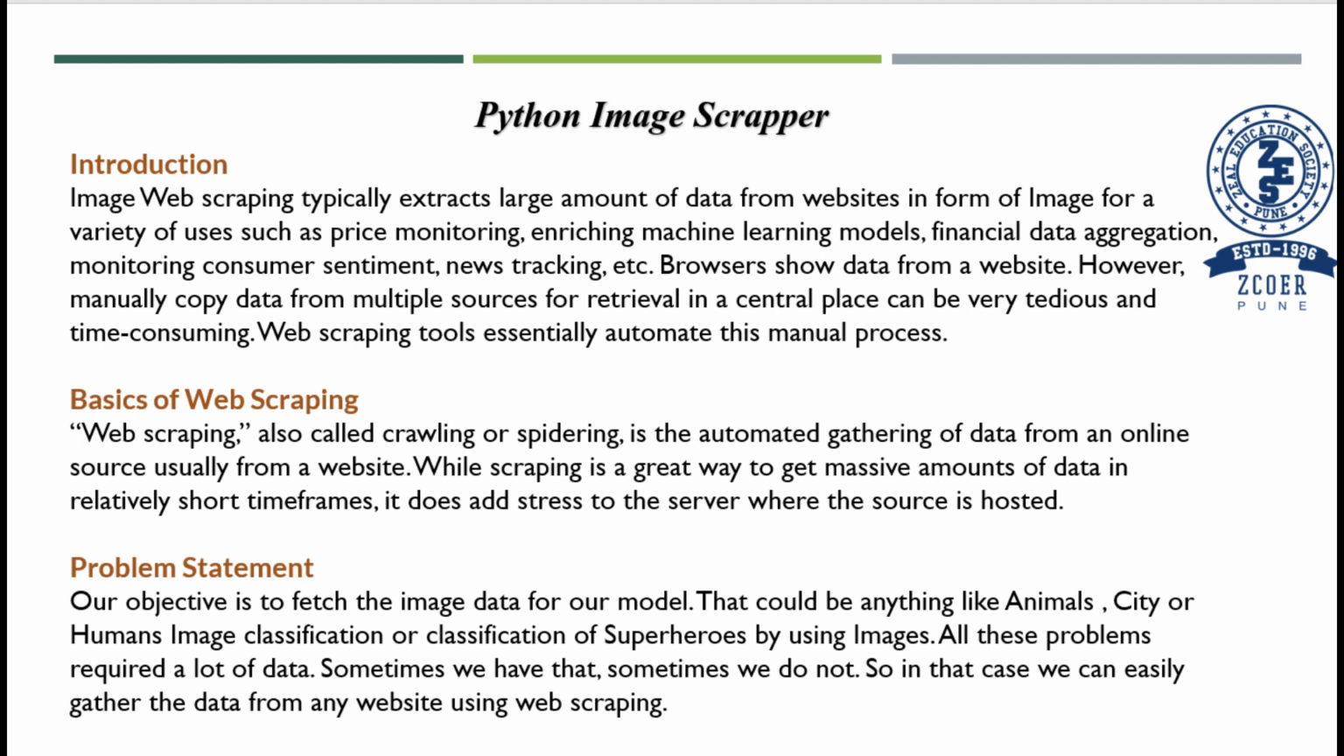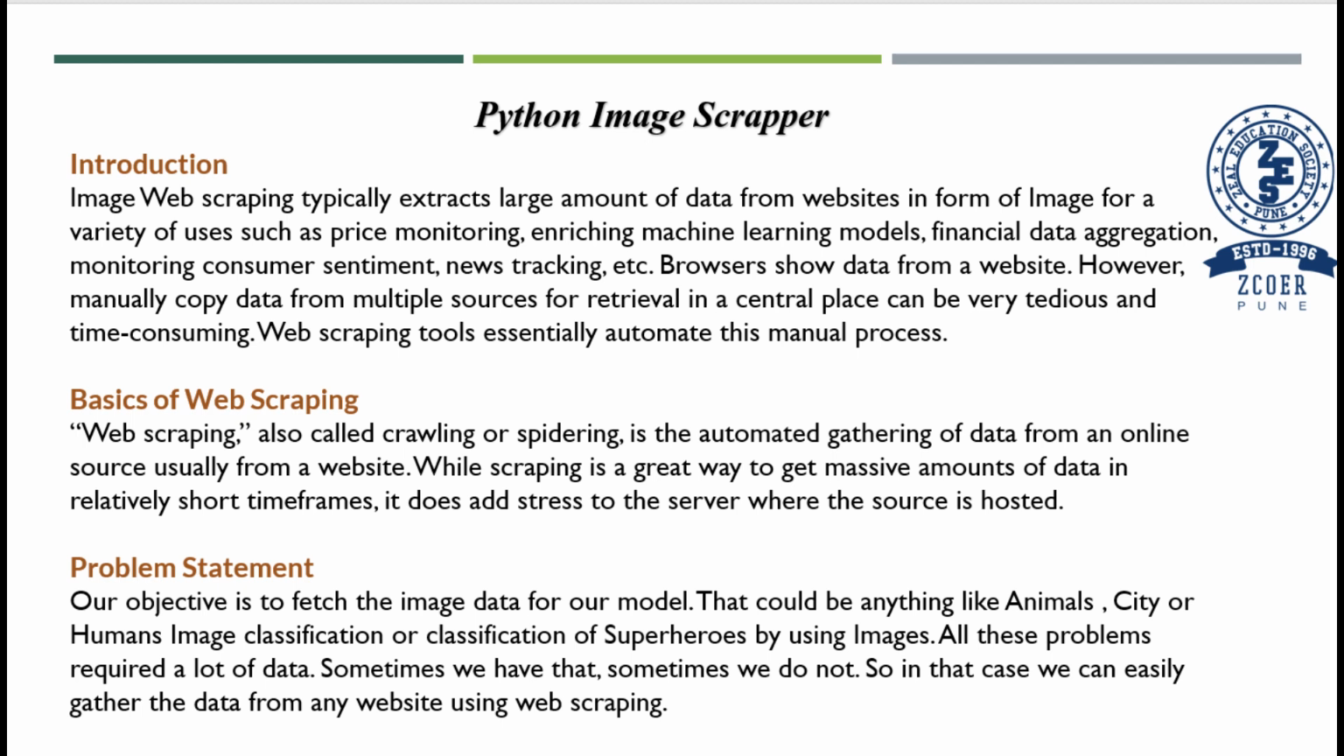Basics of web scraping. Web scraping is also called crawling or spidering. It is the automated gathering of data from an online source, usually from a website. While scraping is a great way to get massive amount of data in relatively short time frames, it does add stress to the server where the source is hosted.